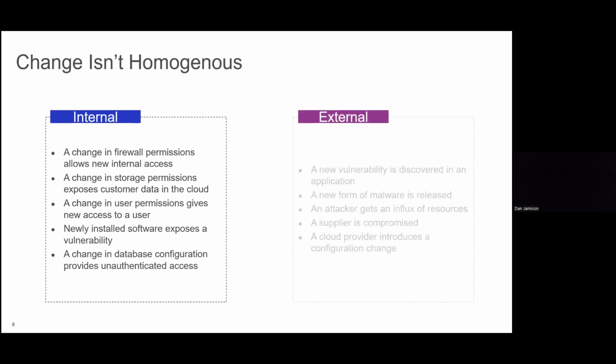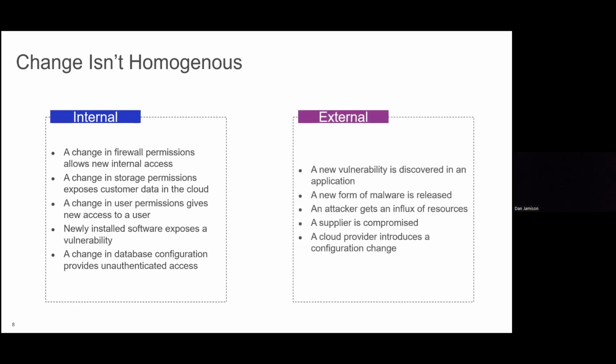So internally, you might have a change in, for example, firewall permissions, storage permissions, user permissions for user accounts, establishing a new user account, a change in a database configuration, or some new software that might have been installed. It might have been something you wanted to install, or something that was dropped on the network. Externally, you might have a new vulnerability that's been discovered out in the wild. Somebody gets access to things through, let's say, compromised credentials, and they get onto the network. But all these things are going to create a change on your network, and they could be monitored and alerted to.